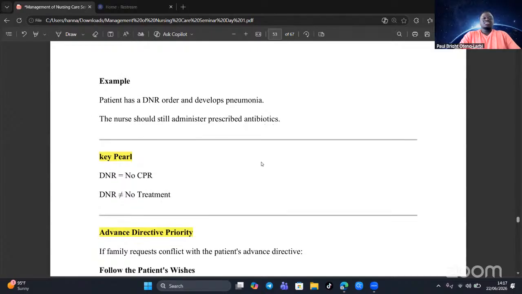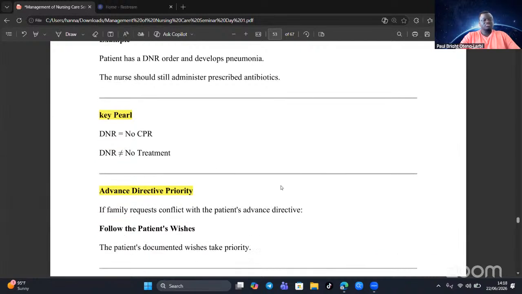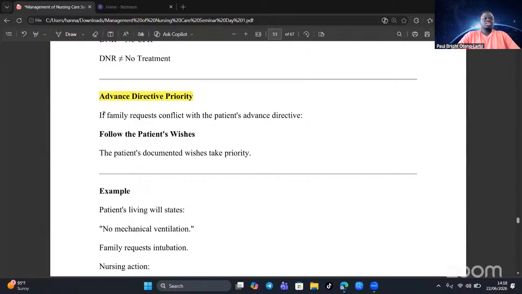Okay. So a patient has a DNR order and develops pneumonia, very bad pneumonia, COVID-19. The nurse should still administer prescribed antibiotics. So DNR means no CPR, but DNR does not mean no treatment. Take note.